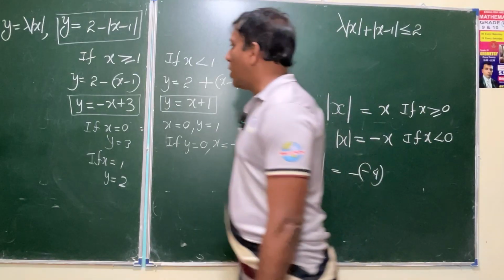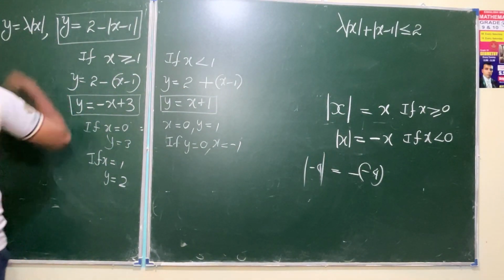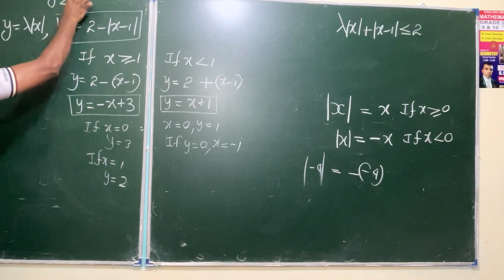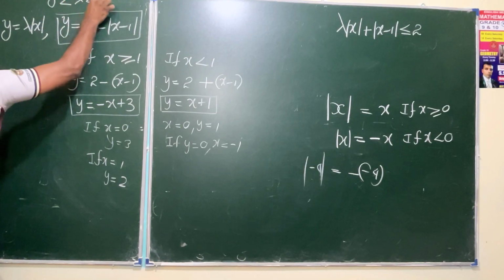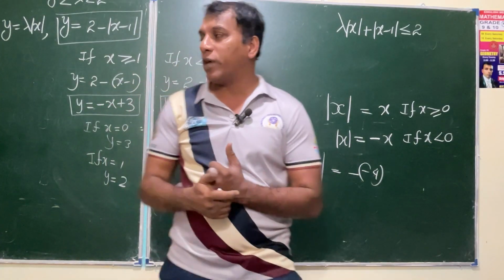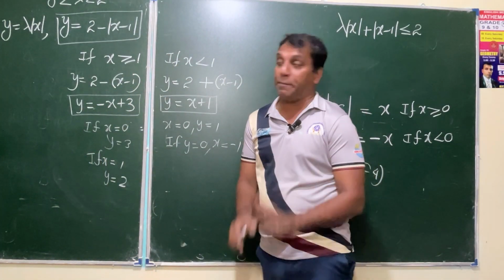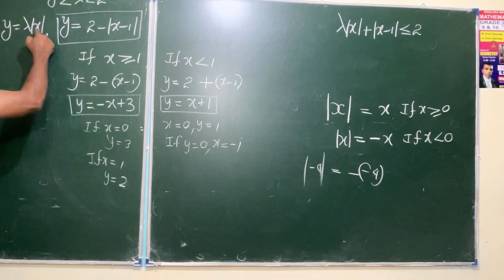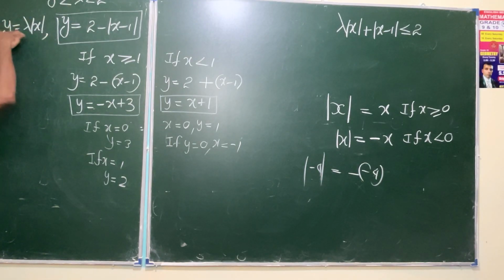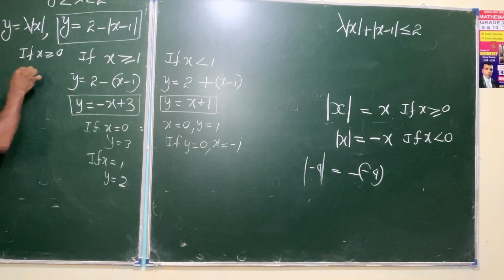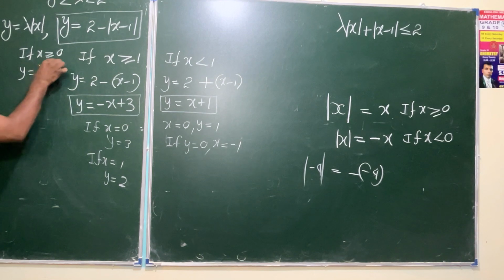Now come to draw this y equals lambda mod x. They said lambda belongs to the range of 0 to 2, right? Lambda is between 0 and 2, the boundaries of lambda. So to draw the mod x accordingly, we have 2 parts. For this drawing, if x is greater than or equal to 0, then y equals lambda x.